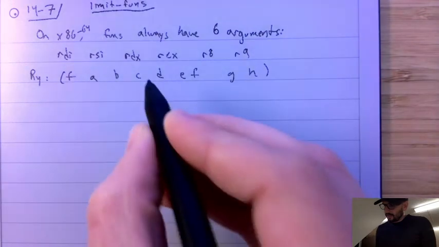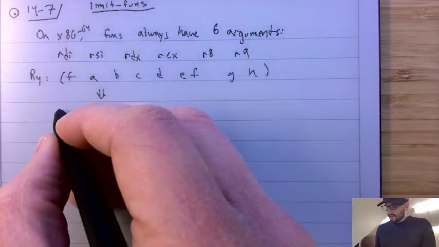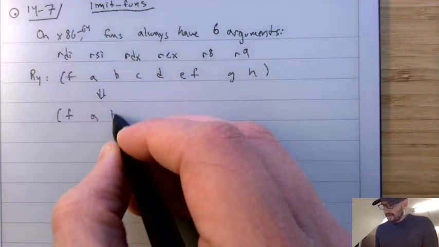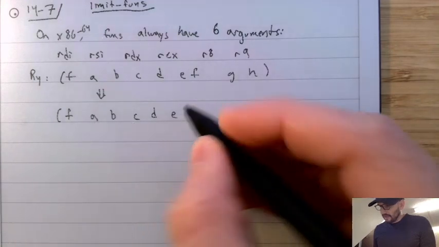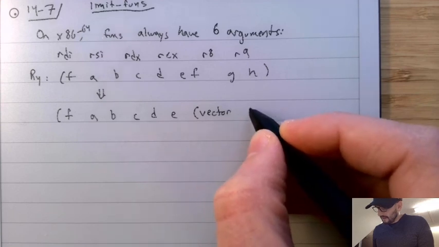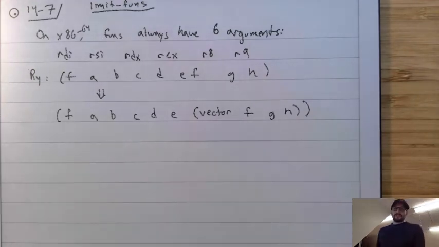And its job is to find functions like this and turn them into functions like this, where they take F, A, B, C, D, that's the first 4, the 5th argument, and then the rest of the arguments come as a vector. F, G, and H. So what this does is it makes it so the early arguments are passed as registers and later arguments are passed as a vector. Okay, now how do we actually do this?